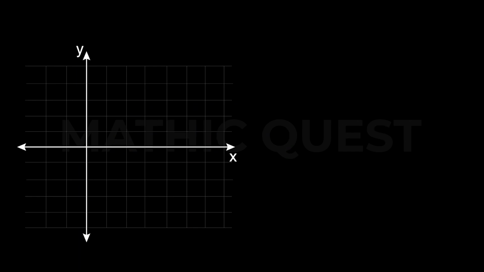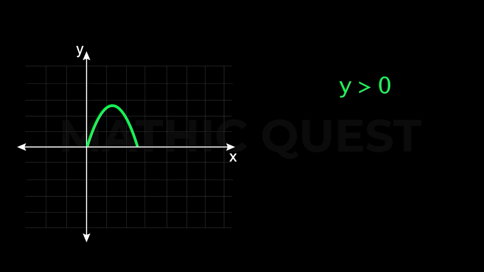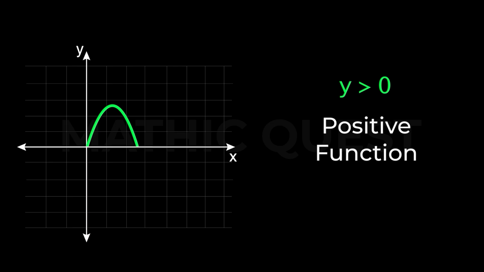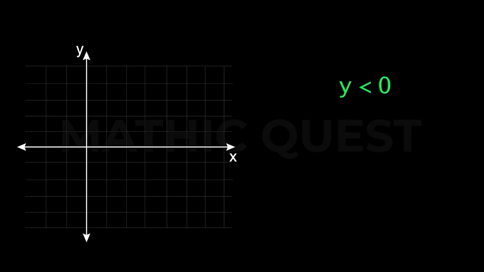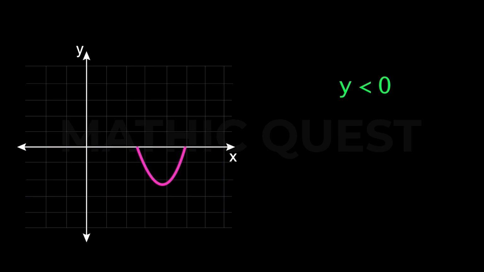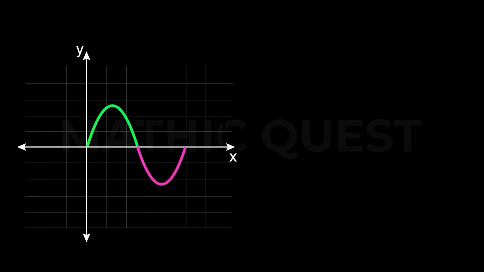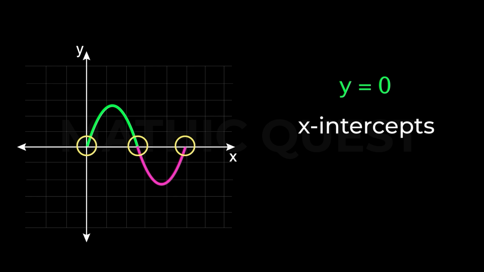When the dependent variable is greater than 0, the graph of the function lies above the x-axis. In this interval, we say the function is positive. And when the dependent variable is less than 0, the graph lies below the x-axis. In this interval, the function is negative. But right here, when the dependent variable is exactly 0, the function is neither positive nor negative. These points are called the x-intercepts, or the zeros of the function.